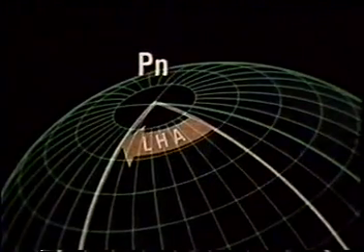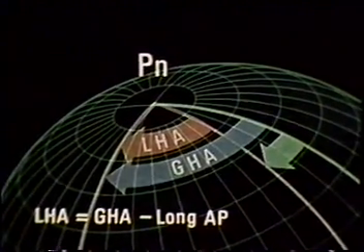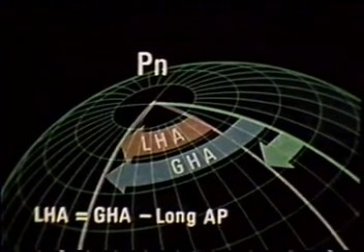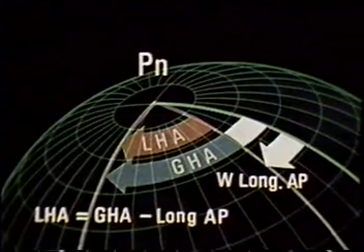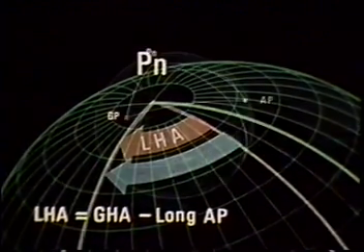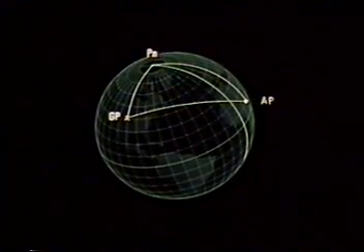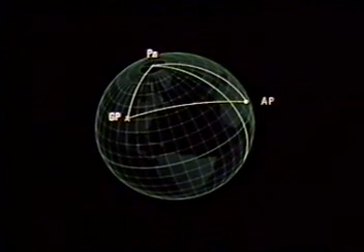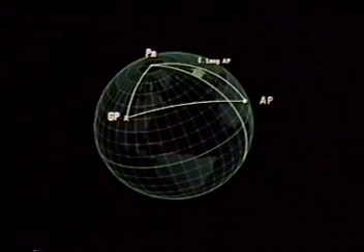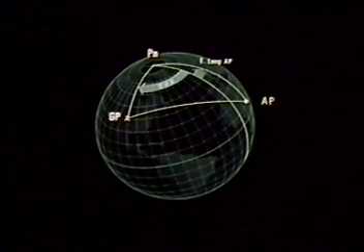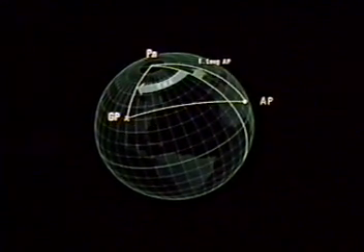In this situation, LHA of the celestial body equals its GHA minus the longitude of your AP. If your AP were here, east of the prime celestial meridian, you would add the longitude of your assumed position to the GHA of the celestial body to get the LHA.